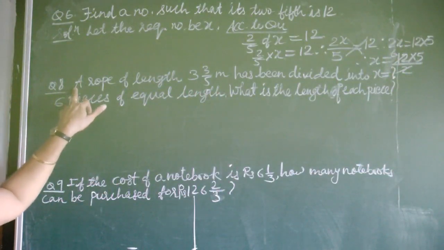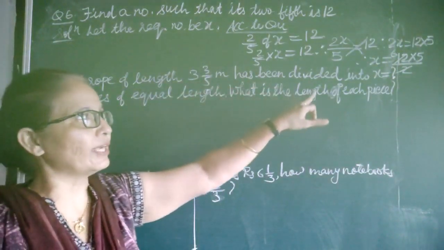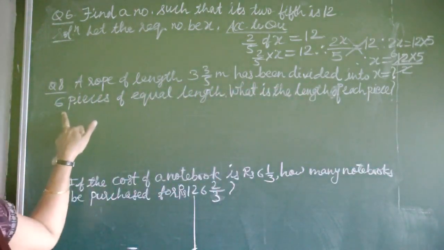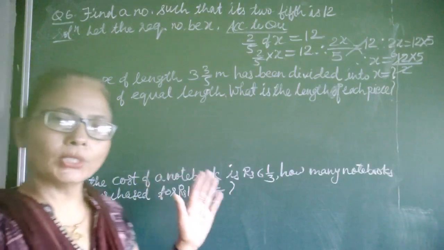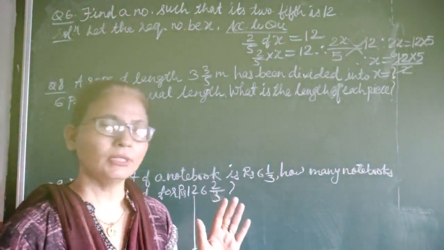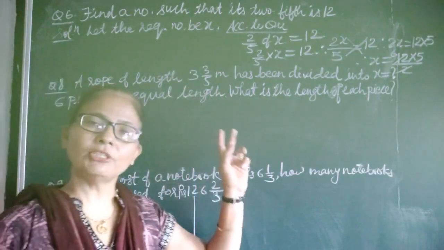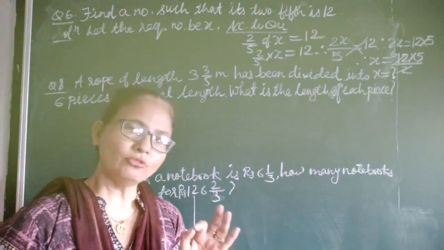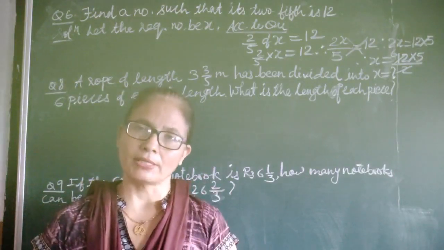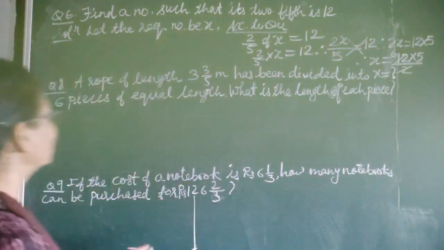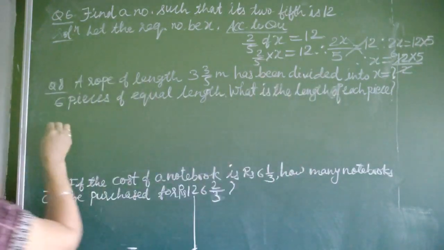Question number 8. A rope of length 3 by 5 meter has been divided into 6 pieces of equal length. So what is the total length of the rope given? It is given as 3 by 5 meter. And this 3 by 5 meter, you have to divide into 6 equal parts. So according to the question, you have to find the length of each piece. Very easy.